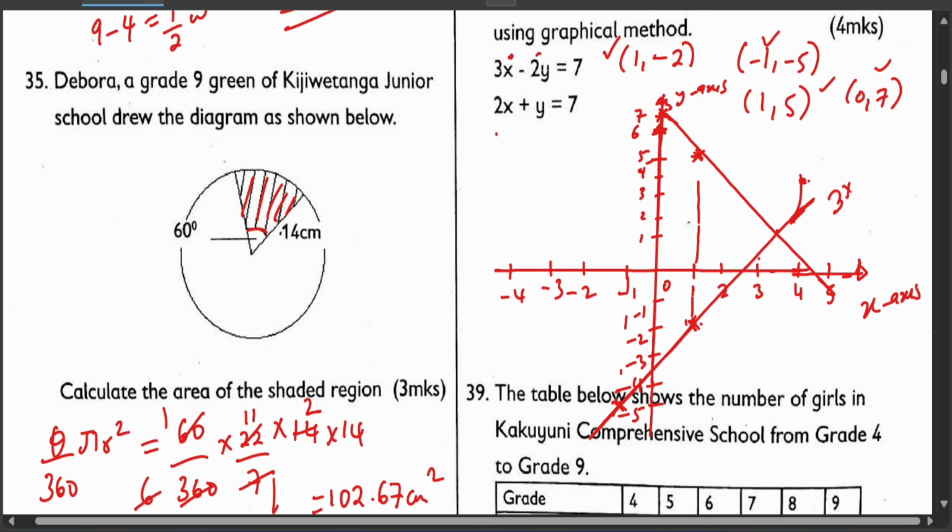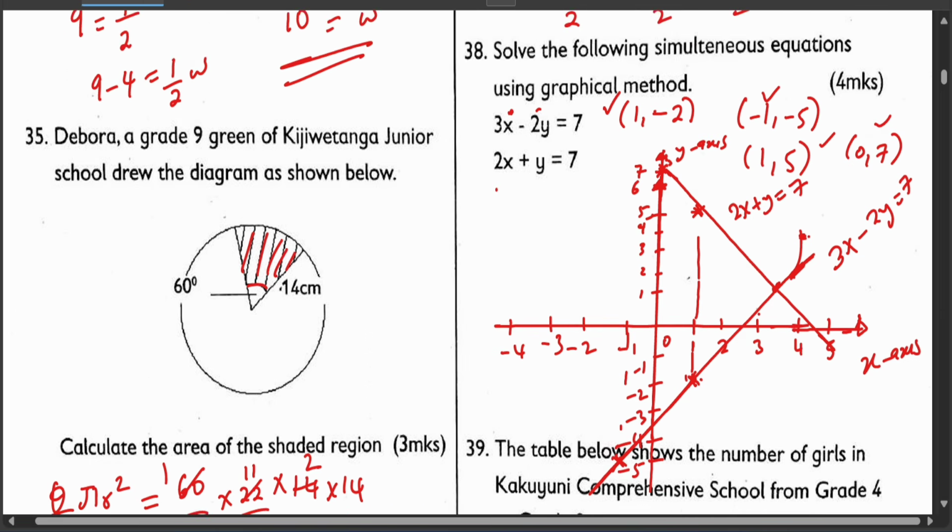For this one, its equation is 3x minus 2y equal to 7. For the other one, its equation is 2x plus y equal to 7. This is not that accurate, so where they meet is your solution. So that's why they say solve this using the graphical method.